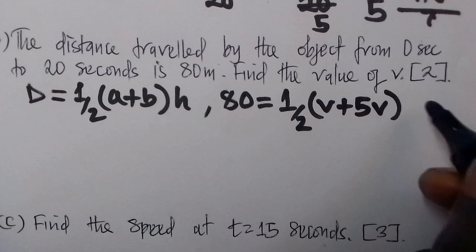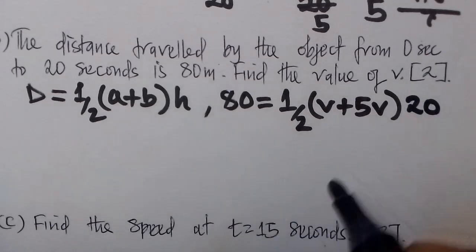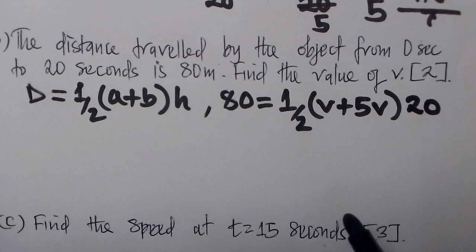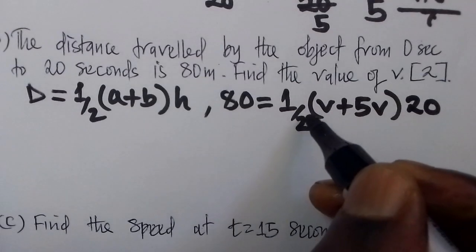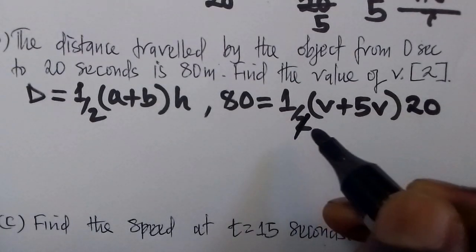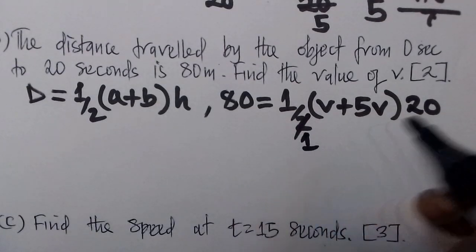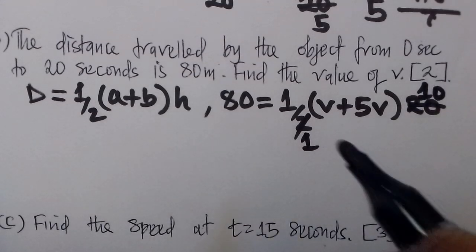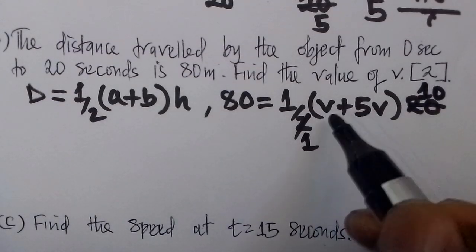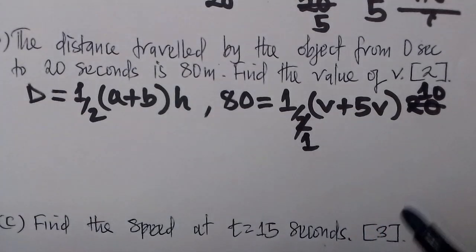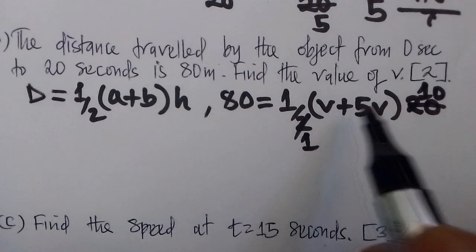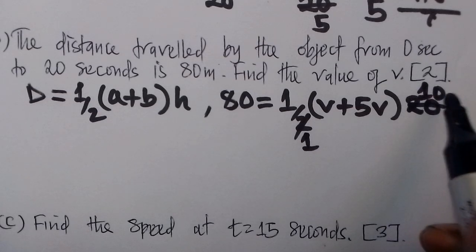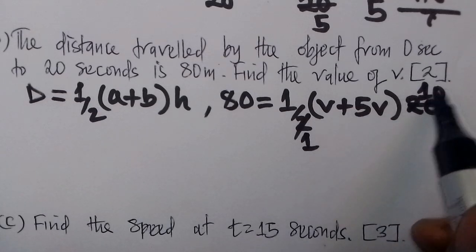Then on H, we say 20. And we do have something that can simplify here. 2 can go into 20, so 2 into 2, that's basically 1. 2 into 20, here we get a 10. And then what we have inside here, V plus 5V can add to give us 6V. So 6V is going to multiply with 10 here. So we're going to have 60V.